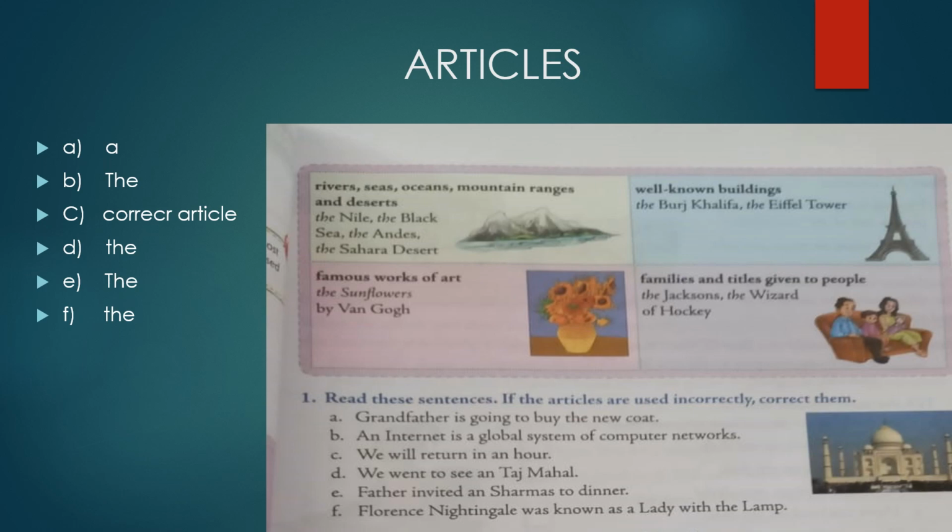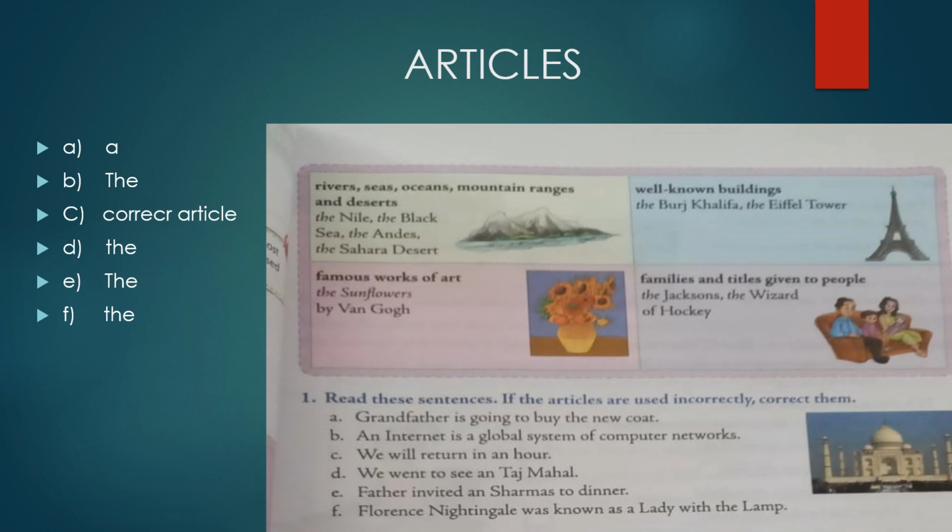Last is F. Florence Nightingale was known as a lady with a lamp. So the article a is given there. No, this is incorrect. Here also the same thing applies: the special title given to Florence Nightingale. So that's why we will put the definite article the. Florence Nightingale was known as the lady with a lamp.